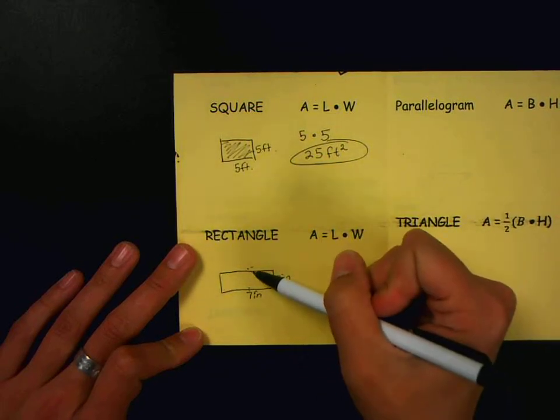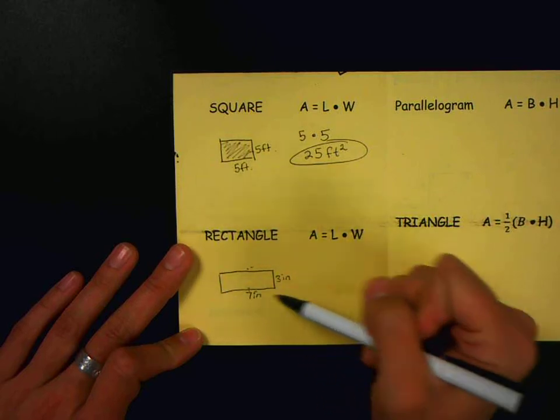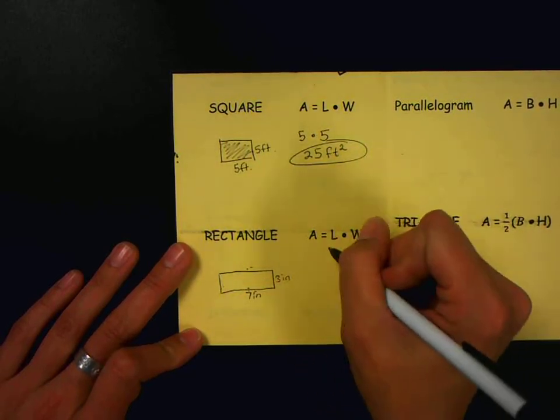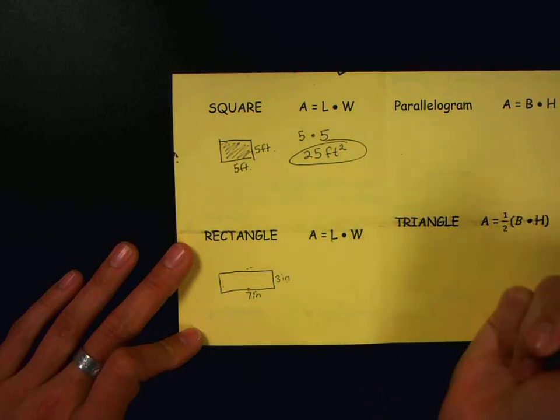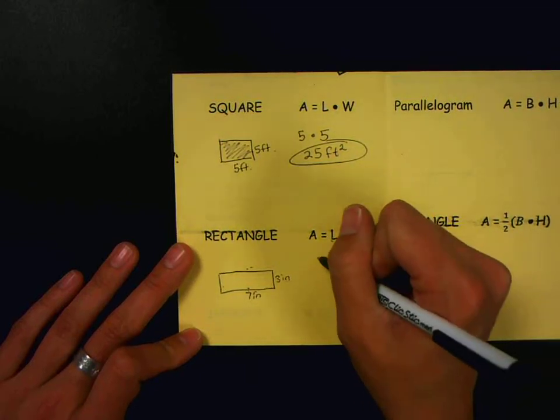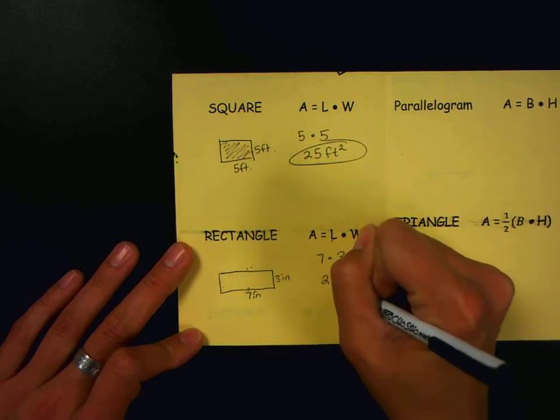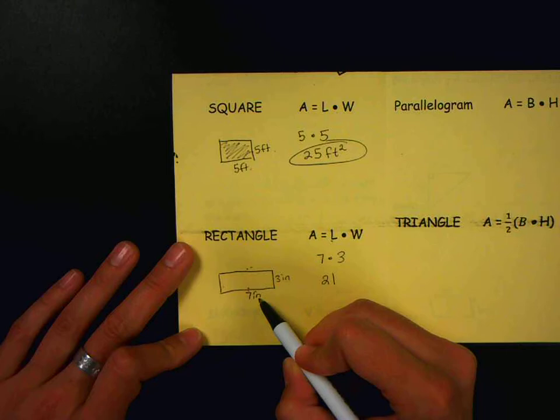And our length, we're still going to multiply length times the width, same area as the square. We're going to have 7 times 3. 7 times 3 is going to get us 21. And because we are multiplying inch times inch, it's going to be inches squared. And always circle your answer.